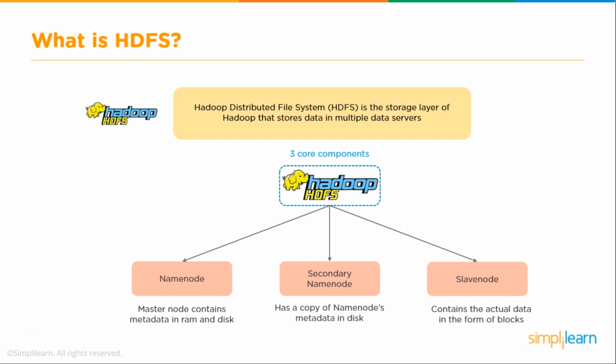You have the secondary name node. Now, don't go by the name. Secondary name node does not mean it is a second name node. Secondary name node is more of a checkpointing node. It is a node which would have a copy of the name node's metadata on disk. However, it is not a hot standby, which basically means that if your name node fails, your secondary name node will not automatically become the name node. However, since it has a copy of the name node's metadata on disk, it can be used to bring up a new name node. Or you could even start the name node process on the machine where the secondary name node was running, and then the secondary name node could be running somewhere else. And you have slave nodes, that is your data nodes, which contain the actual data in the form of blocks. So this is how your HDFS works.